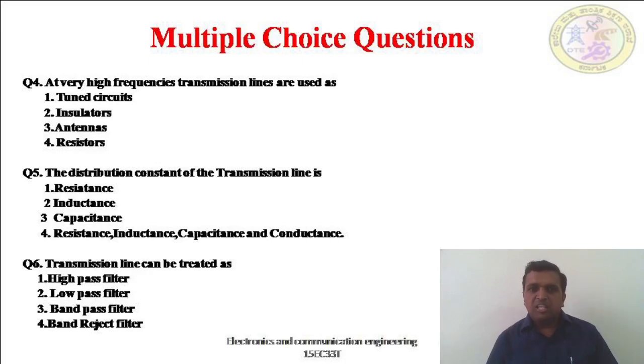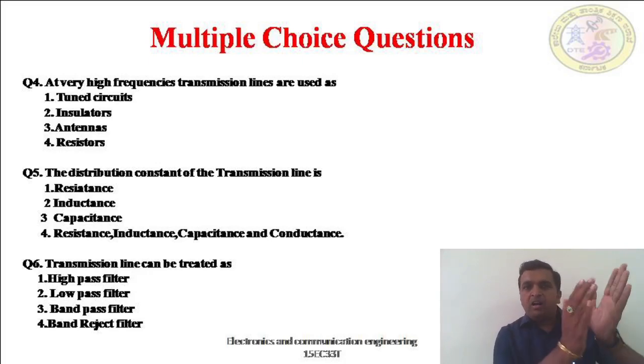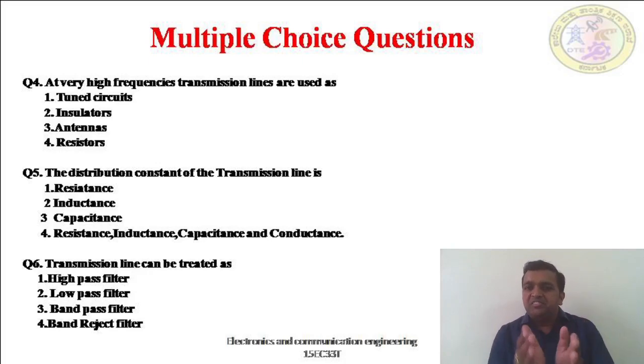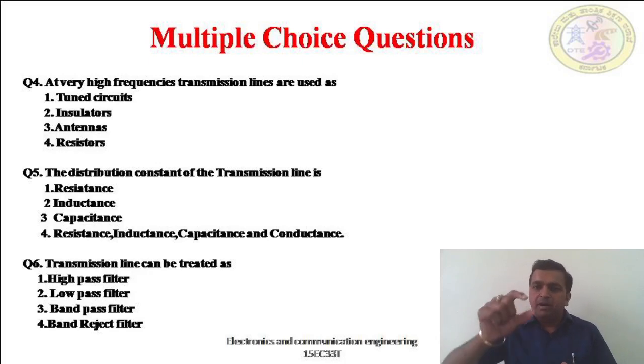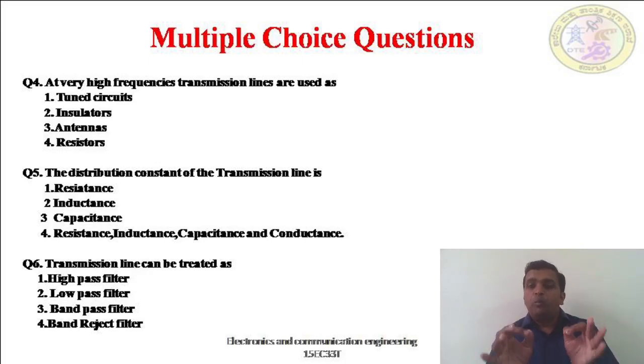Question number 6. Transmission line can be treated as a high pass filter, low pass filter, band pass filter, or band reject filter. The answer is option number 2, low pass filter. If you learn the properties of a low pass filter, you can get to know that the construction of the electrical model of a transmission line is such that R and L are at the source side and G and C are at the destination side. So, it can be treated as a low pass filter. That means it can pass frequencies up to a cutoff frequency. Lower frequencies can be passed in the transmission lines. Hence, the transmission line can be treated as a low pass filter.